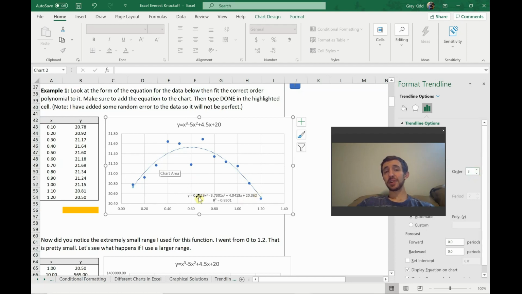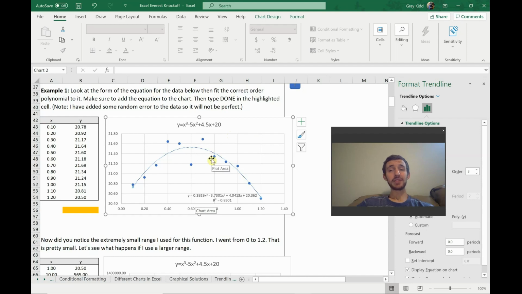You can also see that because of that error, this equation is not the same form as what I had earlier. This is 20, this is 20.362. This is 4, this is 4.5, this is 3.7, that's -5. And this one was supposed to be 1, but it's 0.3929. That's all because of the error. No error, it would fit it perfectly. So something we have to think about is that you will have error in your data.